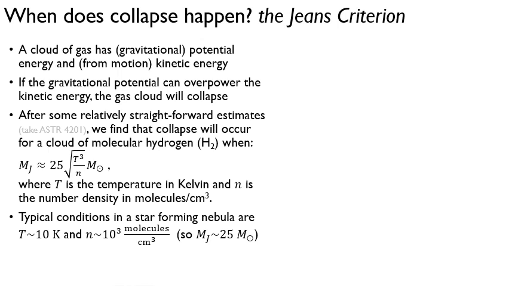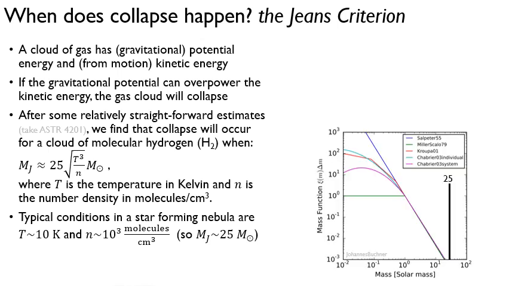And if you take typical conditions for a nebula where you have star formation, then the temperature is something like 10 Kelvin. Number densities can vary widely, but 1,000 molecules per centimeter cubed isn't out of the ordinary. If you plug that into this equation, these two will basically cancel, and you get that around 25 solar masses is when your gas cloud will roughly collapse. Obviously, depending on temperature and density, it may be a little more or a little less, but that's roughly what we're dealing with.